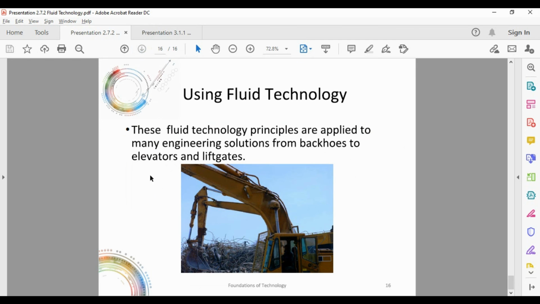Okay. These fluid technology principles are applied to many engineering solutions, from backhoes to elevators and lift gates. You know, heavy machinery. If you hear heavy machinery, think hydraulics. Okay, so that's going to be there to help you out.